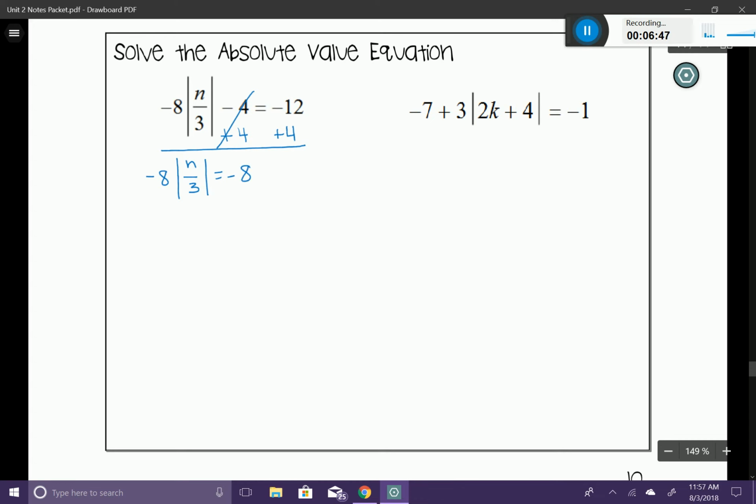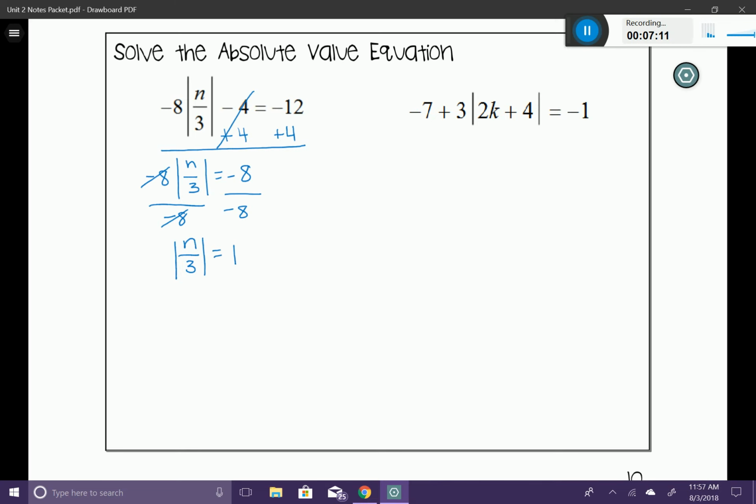All right. The next thing I want to do, since these are being multiplied by one another, I'm technically going to be dividing both sides by negative 8. In doing so, those negative 8's are going to eliminate, leaving me with the absolute value of n over 3 is equal to 1. Okay, now that I've eliminated everything on the outside, I can go ahead and begin breaking into my case 1 and my case 2.